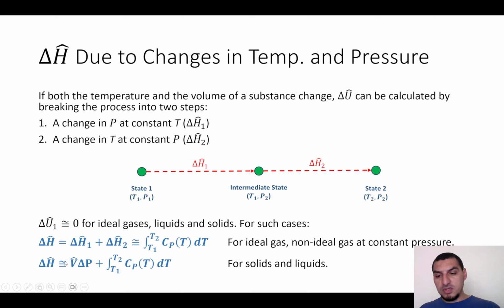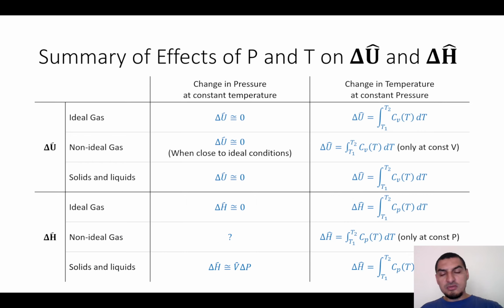So this is going to be the first part, which is delta H1, and this is going to be the second part, which is delta H2. So to summarize all what we mentioned about the effect of pressure and temperature, I think this table is going to be very helpful, because in this table I tried to summarize everything we mentioned till now.